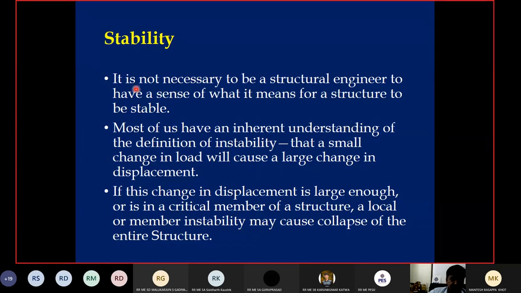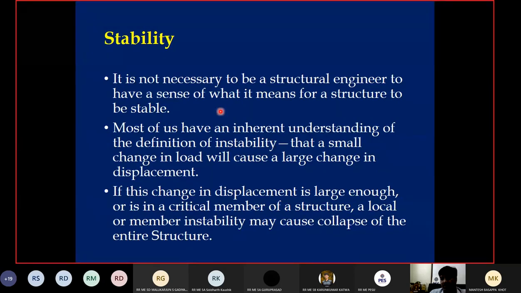So it is not necessary to be a structural engineer to have a sense of what it means for a system to be unstable. It is not necessary for you to know, but most of us know what instability is. Whenever you are with your parents, or when you're really stressed out, people don't refer to you with respect to your stability, but with respect to your instability during the wrong time.